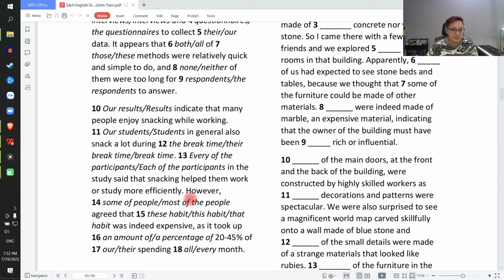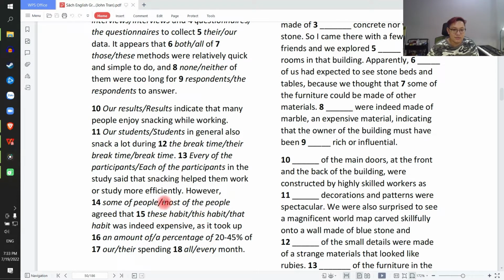14. However, 14 is most of the people agree that. Most of the people agree that. 15. This habit was indeed expensive, because we talk about snacking in the previous sentence. So now we'll refer to it. We have to use this habit, but not that habit or these habits, because only one habit, right? We cannot use these. These are for 2 or 3 things or more.